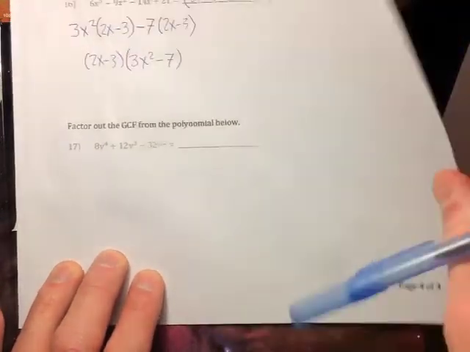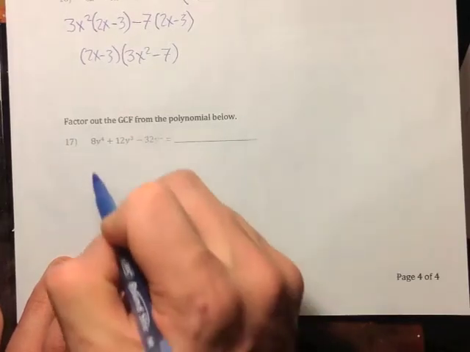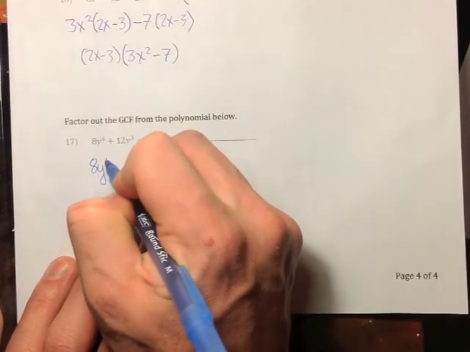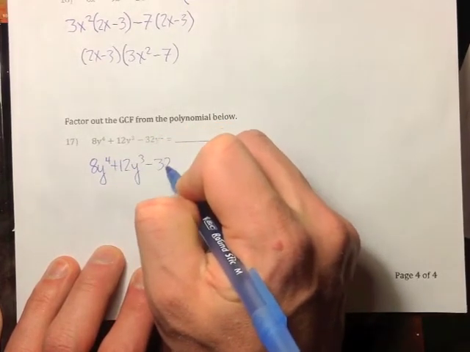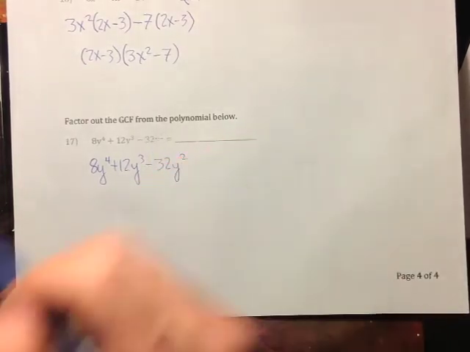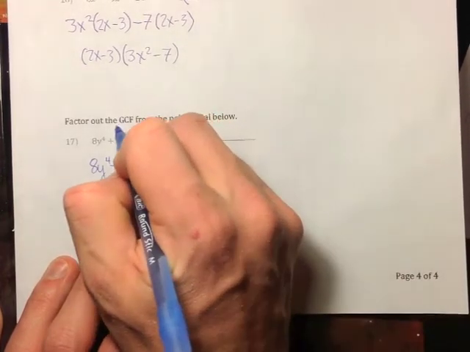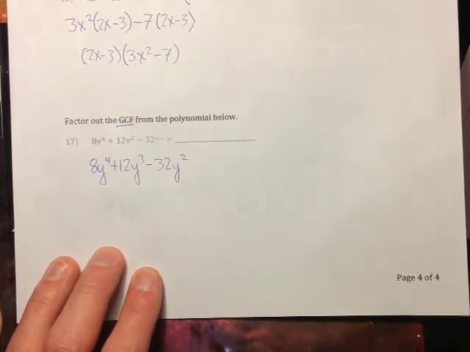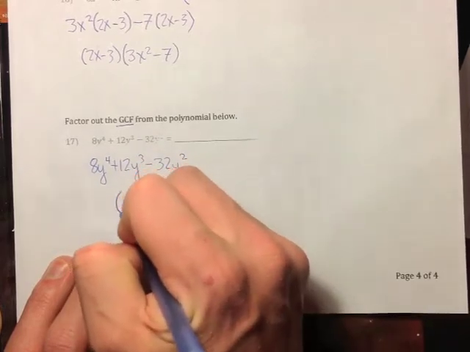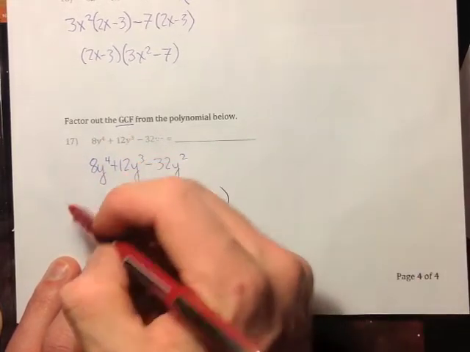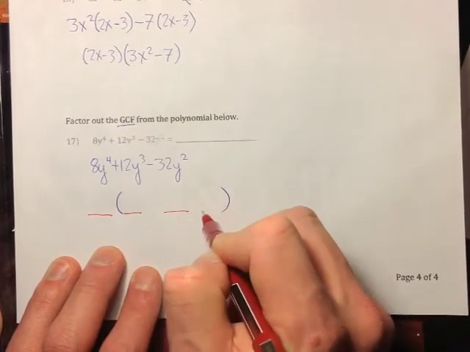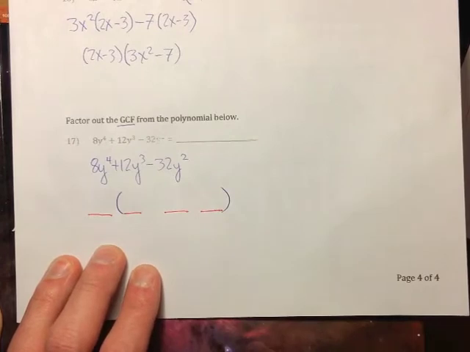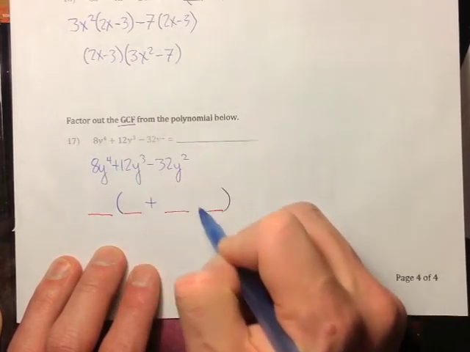All right, let's look at the last one here. Factor out the GCF from the polynomial below. 8y to the 4th power plus 12y cubed minus 32y squared. I just wrote it out again because it's hard to see. Okay, so we need to factor out the GCF from the polynomial. Now, in order to factor out the GCF, all we need to do is identify what the GCF is, and then put the leftovers inside of parentheses. Right? I know that there's going to be a plus sign here and a minus sign here.